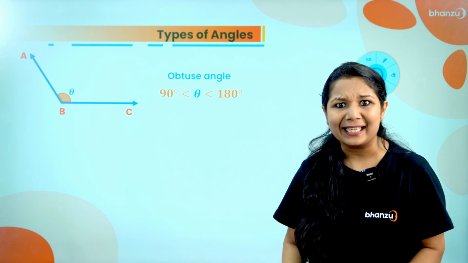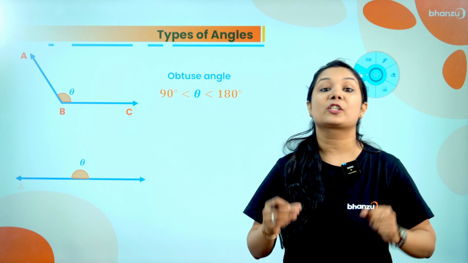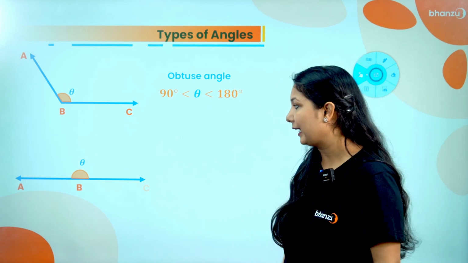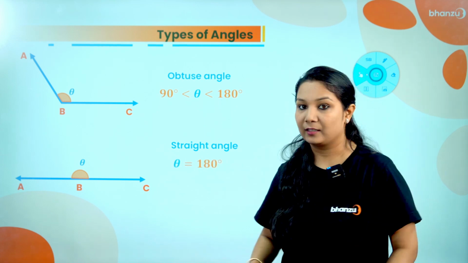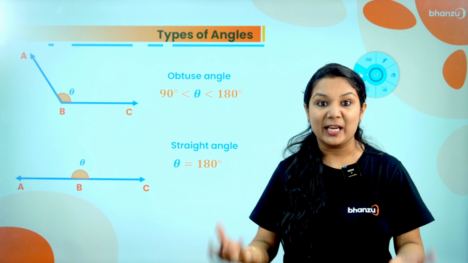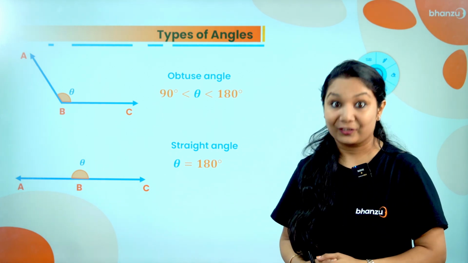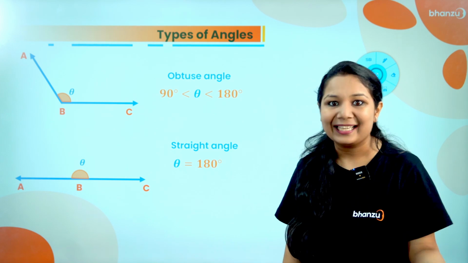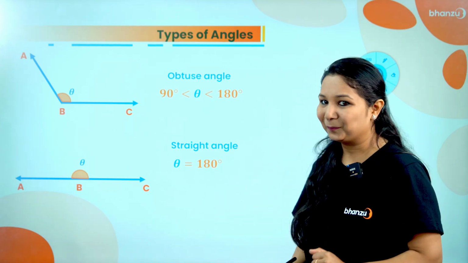But what is 180 degree? Let's have a look at it. 180 degree is a straight angle. It's formed on a straight line. Such angles are called straight angles. So you can say that the obtuse angle measure lies between right angle and straight angle, right? It's greater than 90 and less than 180 degree.